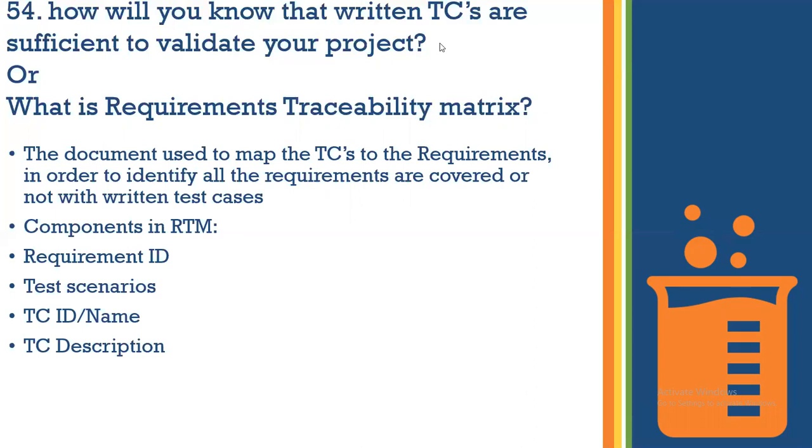So, how will you know that written test cases are sufficient to validate your project? With the help of the requirements traceability matrix. What is a requirement traceability matrix? It means the document used to map each test case to the requirement in order to identify whether all the requirements are covered or not with written test cases. Okay. These are the different components we have.